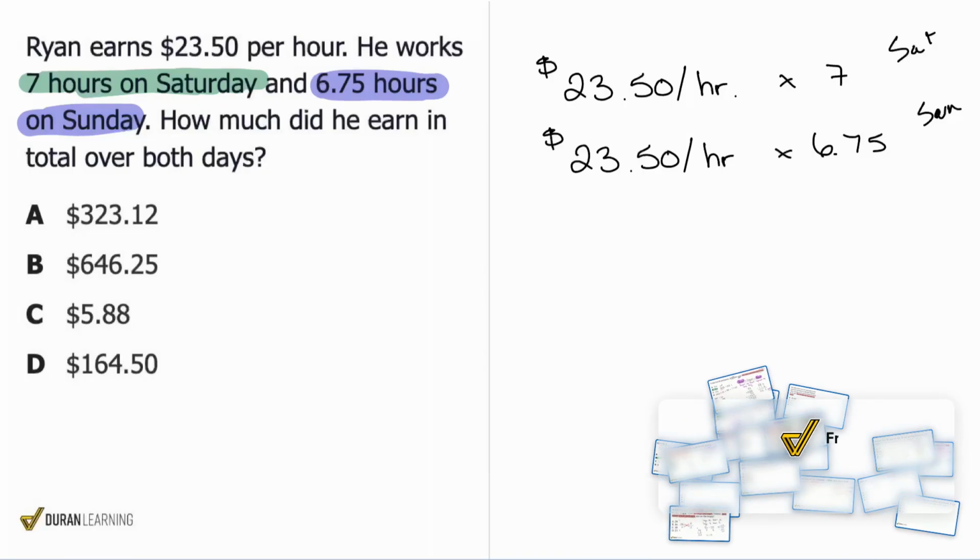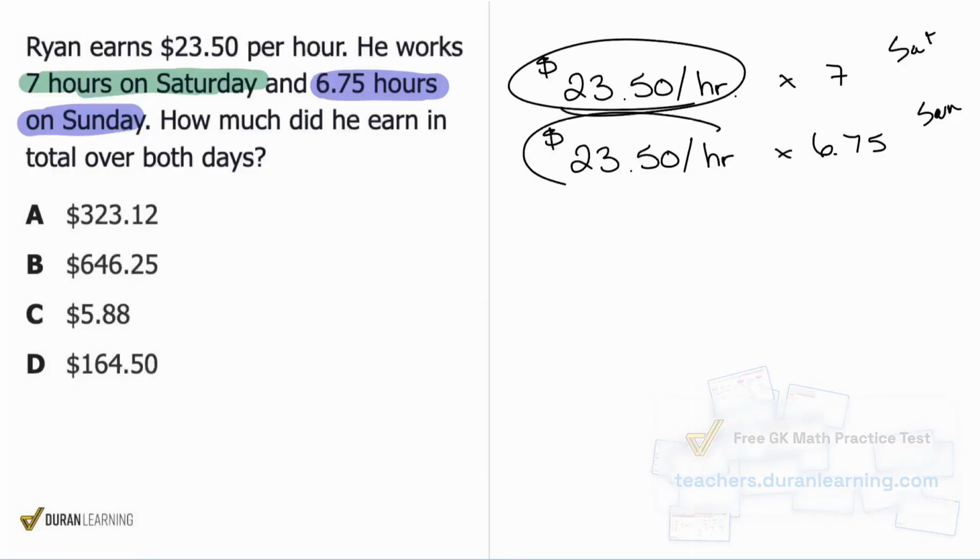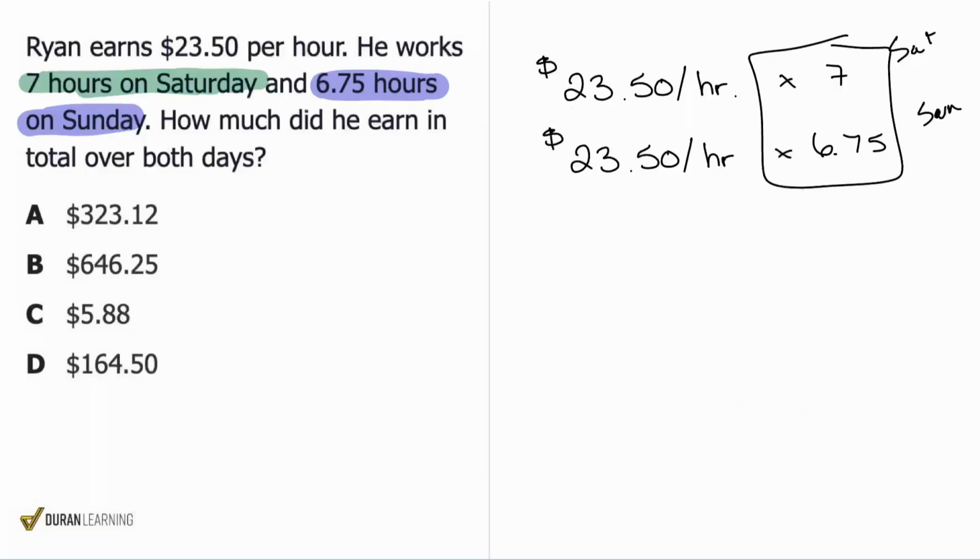Now, everyone, when we take a look at this, what can we do with those hours? Given that Ryan makes the same on Saturday and Sunday, what can we do with those hours that are given to us? Yeah, we can add them. We can add them because everybody, think about it like this. If Ryan works 7 hours on Saturday and then 6 and whatever hours on Sunday, that means that total Ryan worked 13.75 hours total.